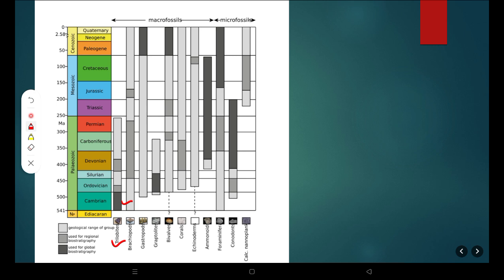Brachiopods are very important in the Silurian to Permian. Gastropods are very important in the Cenozoic. Graptolites are important from the Ordovician to Silurian. Bivalves are very important in the Cenozoic, and corals are also useful in the Devonian to Carboniferous. Echinoderms have a narrower range in the Cretaceous, but can also be used in biostratigraphy. Ammonoids have a very wide range from the Devonian to Cretaceous and are widely used in stratigraphy.